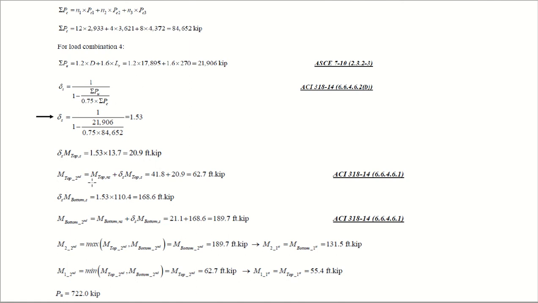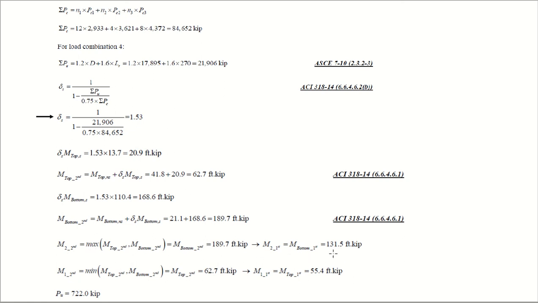M top second will be equal to M top NS plus magnifier into M top S. So the final moment is 62.7 kip feet. For the bottom it is 168, and when you put it in the equation the final is 189.7. So 62.7 and 189.7 feet kip are the top and bottom moments. You just find out which one is the maximum and use it in the design.